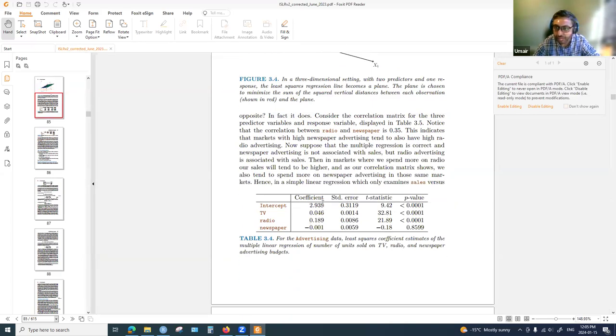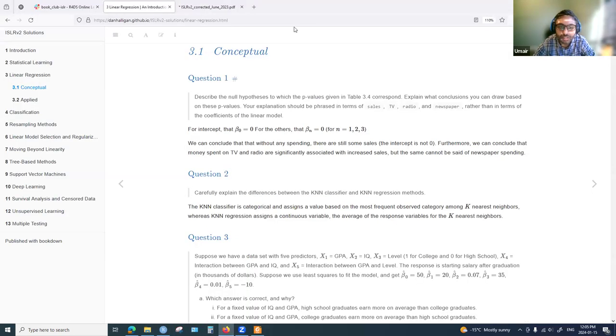This is table 2.4. Do you see the table? Okay, great. So on table 3.4, we have the results of the multiple regression model, which has these coefficients. The question is about the null hypothesis. Explain what conclusions you can draw based on these p-values. Your explanation should be based on these variables rather than the terms of the coefficients.